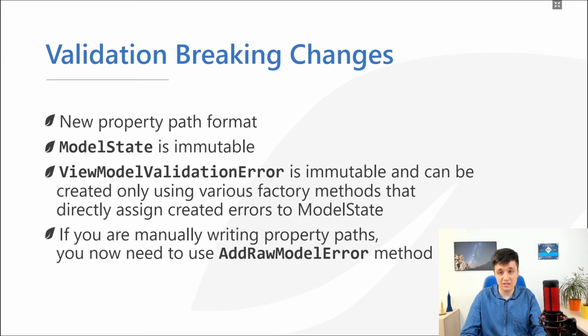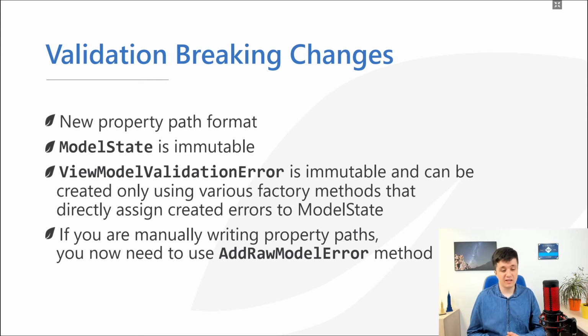So model state is now immutable. That is the next breaking change. In order to create new errors and have them added to the model state, you need to use our API. There is no way around that. We needed to keep the model state consistent so that we can make some further changes. But yeah, those factory methods have been around for quite some while, so unless you've been manually changing model state, which I don't believe is quite often, you wouldn't be affected by this either.